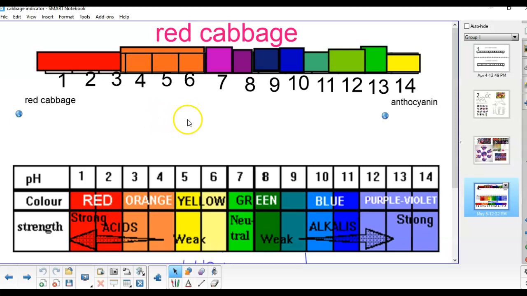Hopefully you found this interesting. We're going to use some other indicators in our titrations, specifically phenolphthalein. Feel free to look that up if you wish.